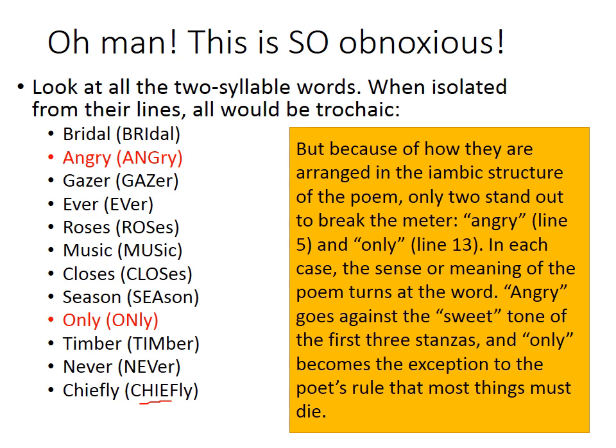But because of how they are arranged in the iambic structure, only two stand out to break the meter. Everything else is fit nicely so that they can still have their accent where the accent belongs in the word, but they still fit the meter. Angry and only are the ones that break that iambic pattern. So in this case, angry goes against the sweet tone of the first three stanzas, and only becomes the exception to the poet's rule that most things must die. So once again, the poet is breaking meter and playing with meter and rhythm in order to emphasize his message.